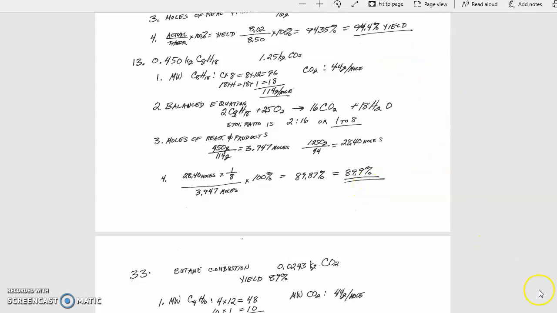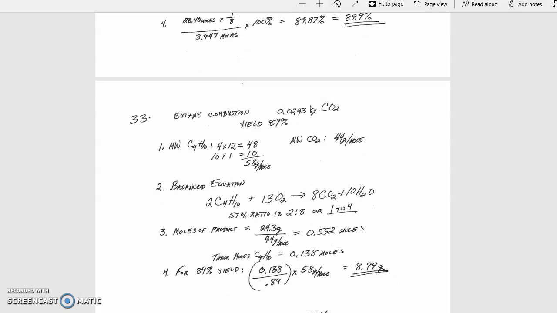You can always back up, rewind, and go through this again if you don't understand a particular one, or shoot me a question. I'll be happy to answer it. The next one, butane combustion, and it yields this many kilograms of carbon dioxide, and the yield is 89%. Again, the first step, calculate the molecular weight. Butane is C4H10, right? That means you've got 4 carbons. 4 times 12 is 48. 10 hydrogens, that's 10, for a total molecular weight of 58 grams per mole. This is still 44.